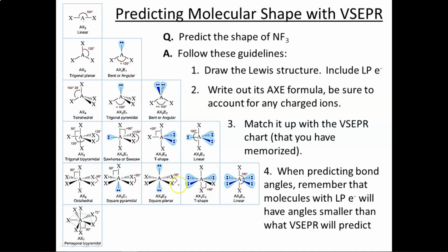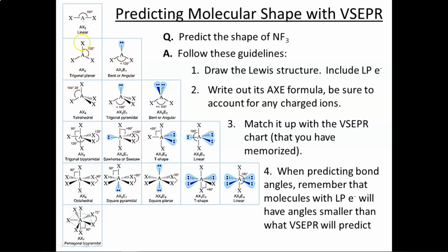Now, a lot of you are probably looking at this and freaking out. How am I going to memorize all this? It's not that bad. A lot of these names are repetitive. So for instance, linear appears over here, and over here, and over here. So linear appears 3 times already. And a lot of these names kind of make sense already. I mean, bent, that's not too bad.